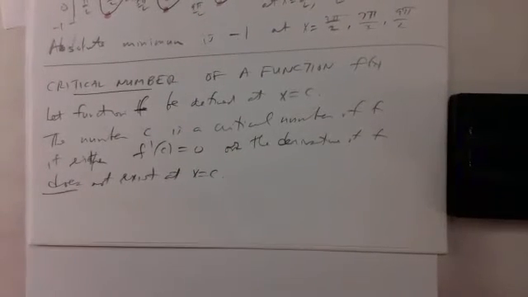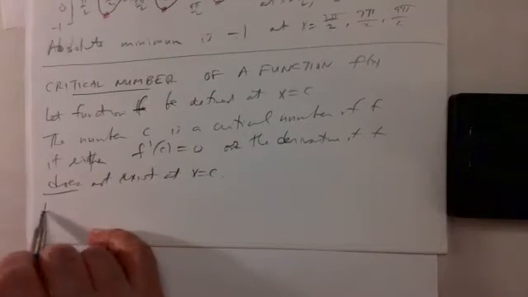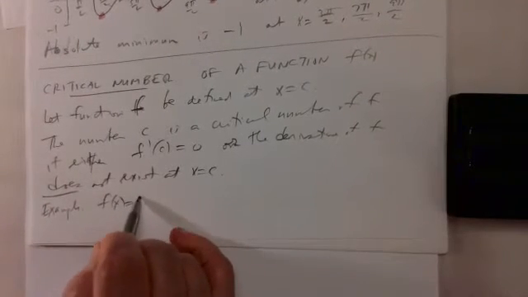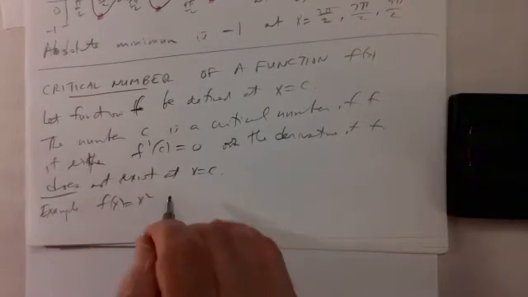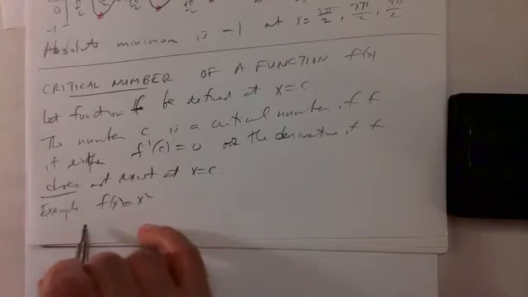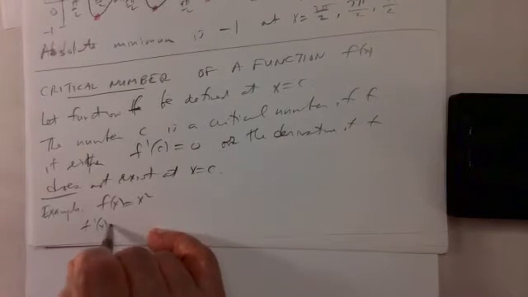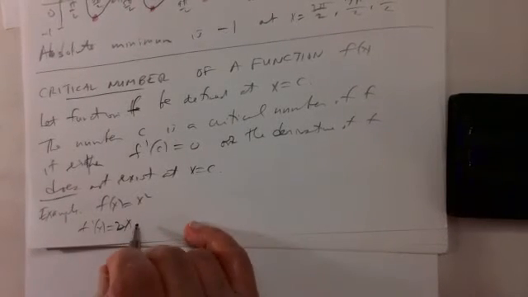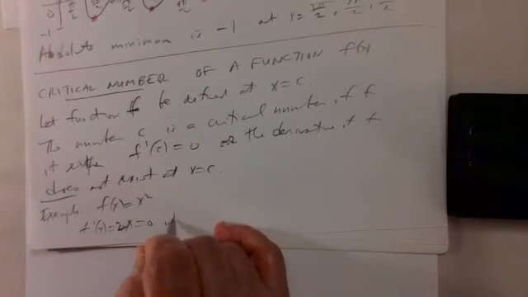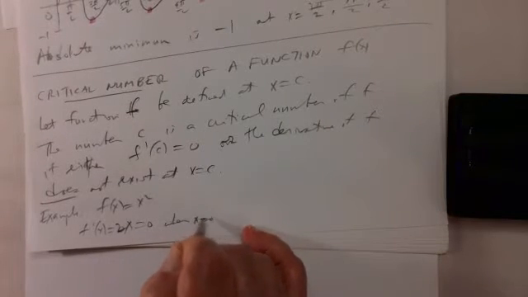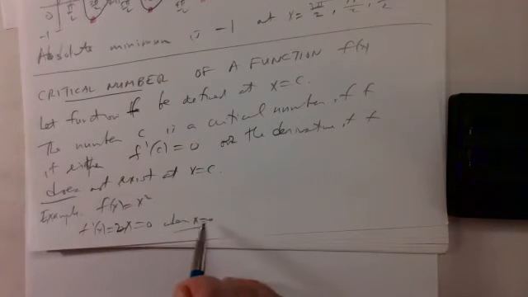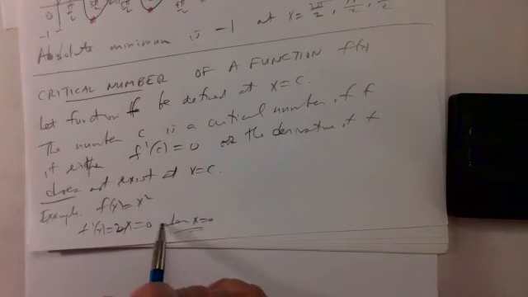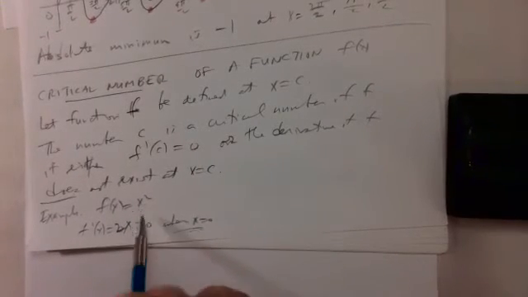So for example, if f of x is equal to x squared, f prime of x is 2x, and that's equal to 0 when x is equal to 0. So x equals 0 is a critical number of this function. At the point x equals 0, the derivative is 0.